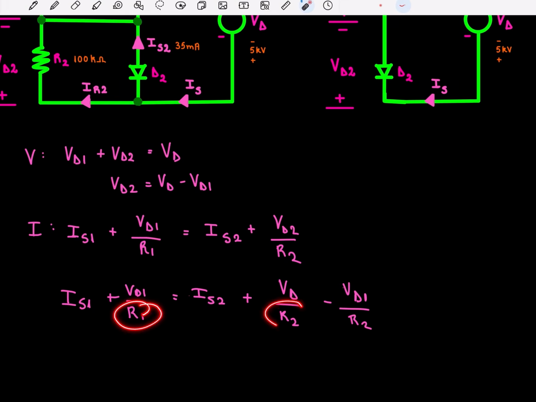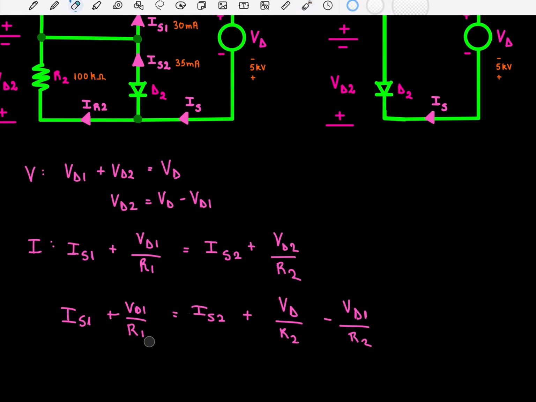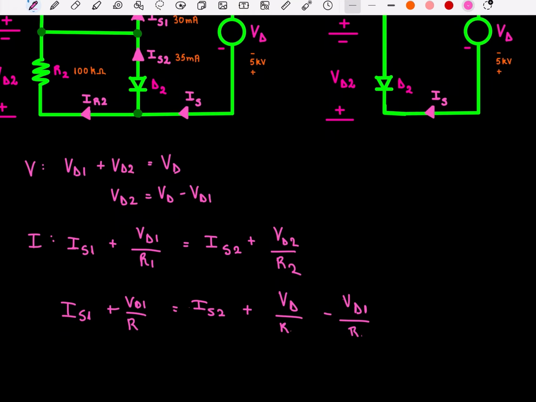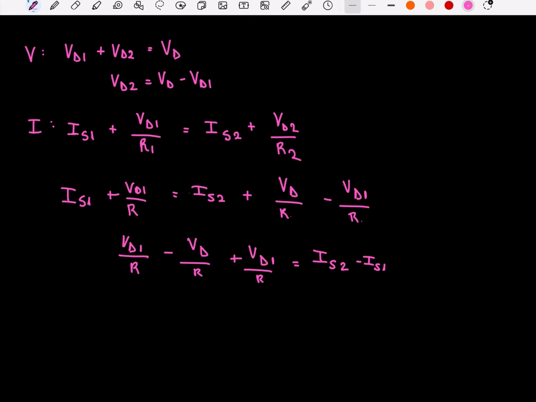Now, look at our resistances. We can simplify this because we don't need the subscripts R1 and R2, because our values for R1 and R2 are equal, 100 kilo ohms. So we can simplify further. We can do VD1 over R, then bring over the values divided by resistance that you have from the other side and equate it to the values of current, IS2 minus IS1. Now simplify further, so we have 2VD1 over R equals VD over R plus IS2 minus IS1.